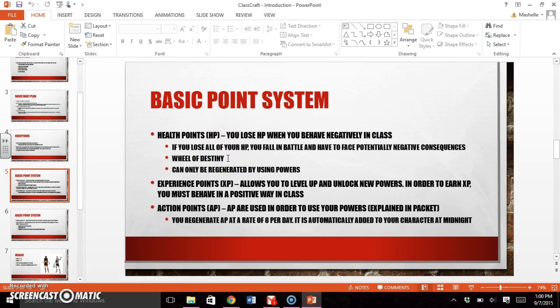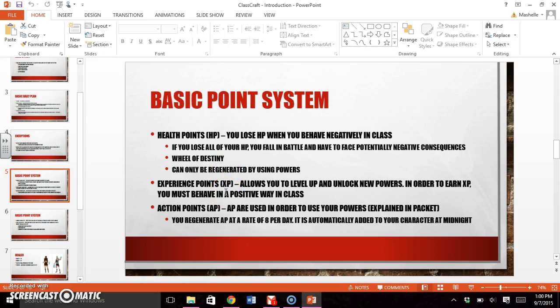Those negative consequences will be spelled out in the form that you're given in class on Wednesday. Now, you will then have to spin a wheel, and it will give you the idea of what you have to do to get back into the game. When you are regenerated and when you come back to life, you only come back with 1 health point. So you're going to have people on your team help to heal you rather quickly so that you don't fall in battle again.